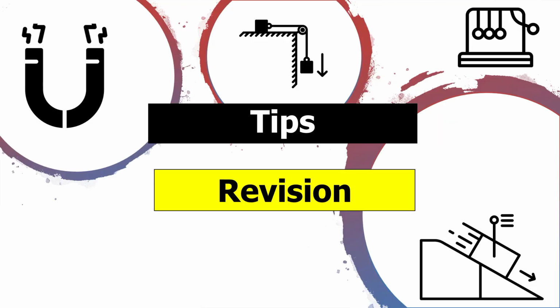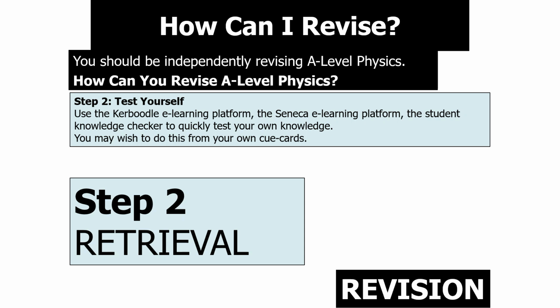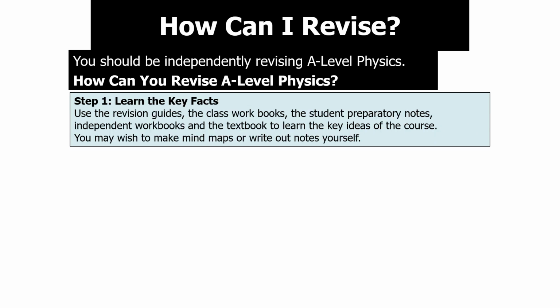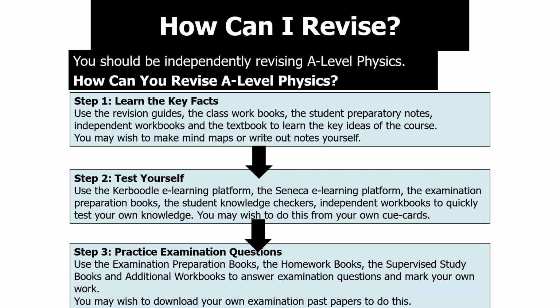So how should you revise AQA A-Level Physics? Well, the first step is to learn the key facts. Use revision guides, class workbooks, prep notes and textbooks to learn the key ideas of the course. Then test yourself. Use Caboodle, Seneca and knowledge checkers to quickly test your own knowledge. Then practice exam style questions. Use exam preparation books, homework books, study books, workbooks to answer exam questions and to mark your own work. So the three steps are to learn the key facts, test yourself, and then practice exam style questions.